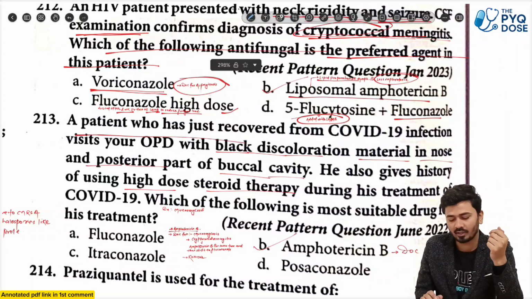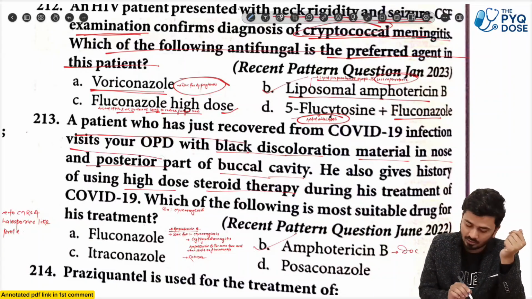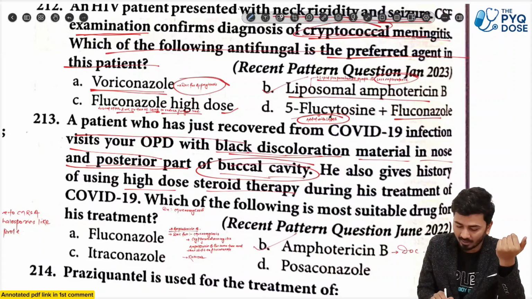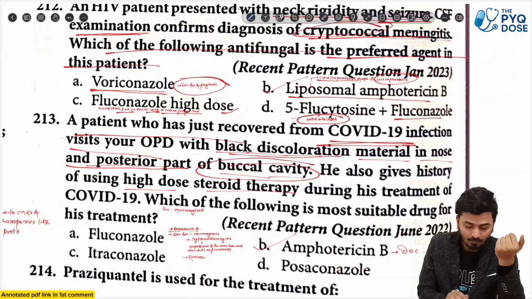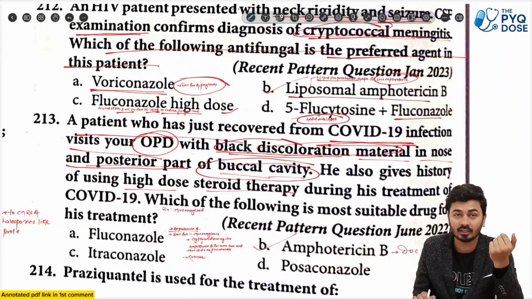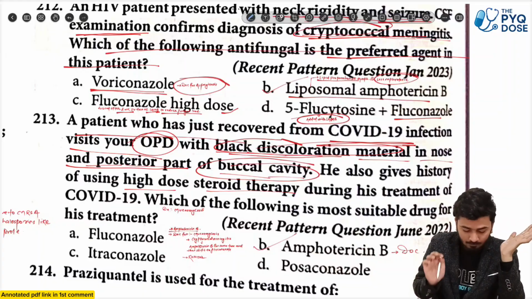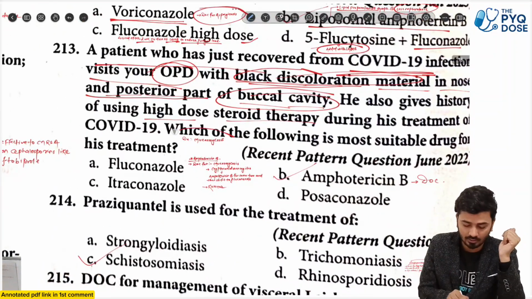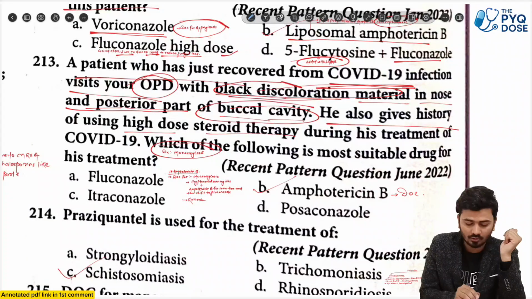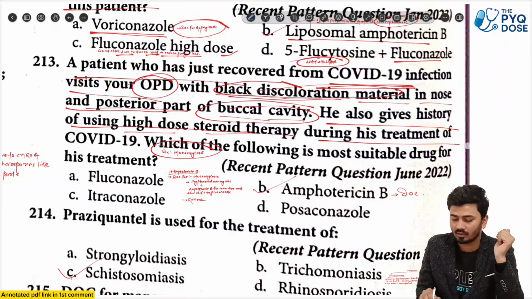A patient who has just recovered from COVID-19 infection visits your OPD with black discoloration material in the nose and the posterior part of the buccal cavity. Okay, so you are getting the diagnosis in your mind: it is a COVID-19 infection, and the patient visits you with black discoloration material in the nose. So this is nothing but a case of mucormycosis. Generally this is the diagnosis of mucormycosis. The next question they are asking you: he also gives a history of using high dose steroid therapy during the treatment of COVID-19. This generally occurs due to this high dose steroid therapy also.